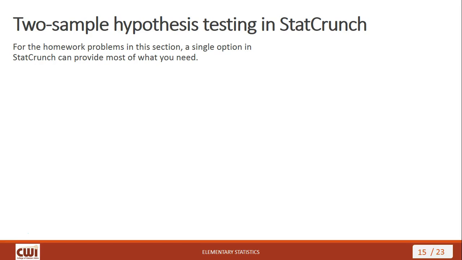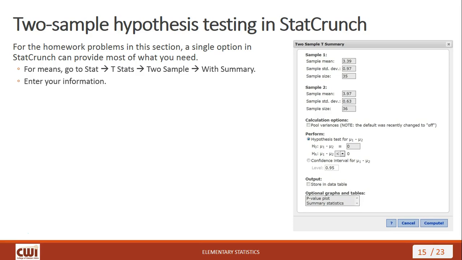Let's look at how to actually conduct hypothesis testing using StatCrunch. So again, a single simple option is going to provide most of what we need. We're going to go Stat, T Stats, Two Sample, With Summary. Enter in our information. Again, the same convention that we saw with proportions is going to hold here. If you're not told which sample to use with the subscript 1, then the one that's mentioned first goes with sample 1. The one that's mentioned second goes with sample 2. Make sure you have a match here with your inequality drop-down with your alternative hypothesis. And once you have all that information in, go ahead and press Compute.